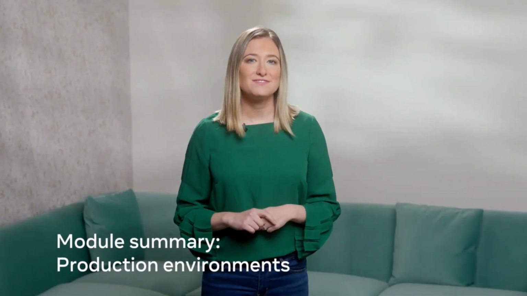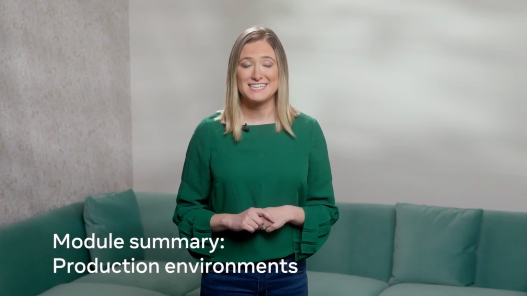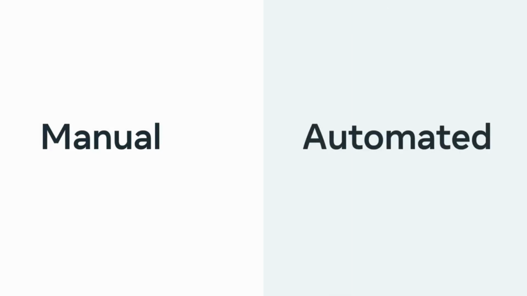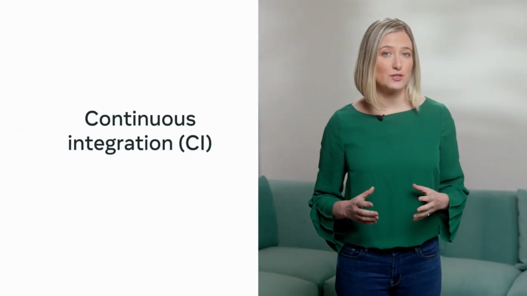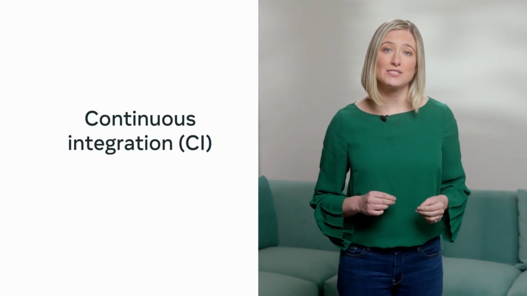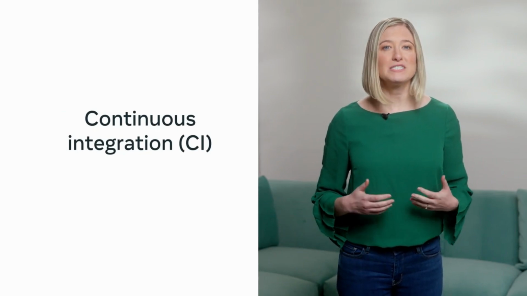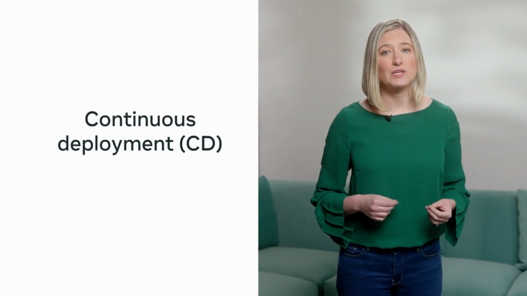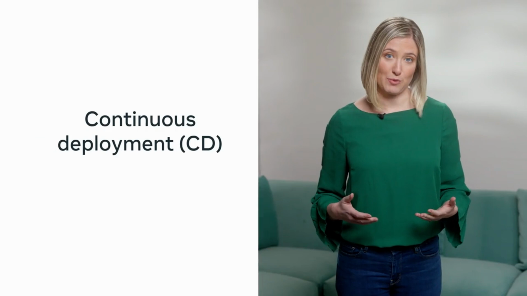You have reached the end of this module about production environments. It's now time to reflect on the key concepts and elements you learned about. Let's get started. First, you learned about web server environments. You learned that the process of uploading code and data to servers is called deployment, and that it can be manual or automated. Two essential terms you should remember are continuous integration, or CI, which imitates the production environment and runs tests, and continuous deployment, or CD, which is the uploading process.